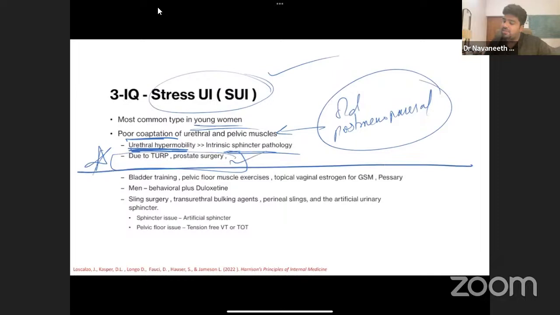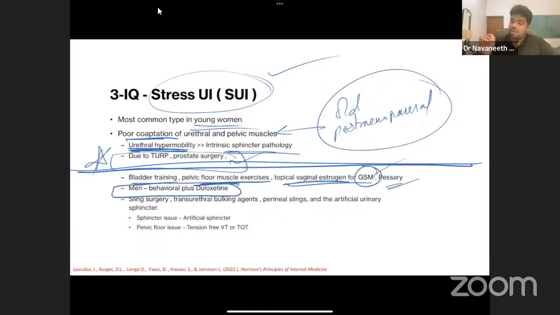So here the treatment is very important, which is mainly physical therapy: bladder training, pelvic floor muscle exercises, topical vaginal estrogen for genitourinary syndrome of menopause, and pessaries. In men, there is a good study that tells that duloxetine plus behavioral therapy is superior to just behavioral therapy. So duloxetine is FDA approved with behavioral therapy for treatment of stress incontinence in males. And this is more important in patients who are not having post-surgical complications. Post-prostatectomy, you can't give duloxetine and think it might work.